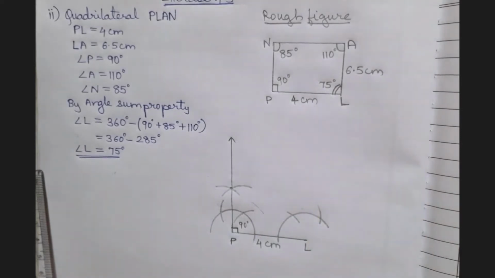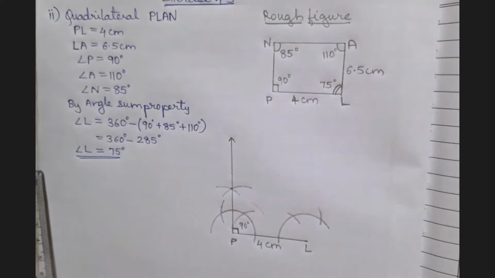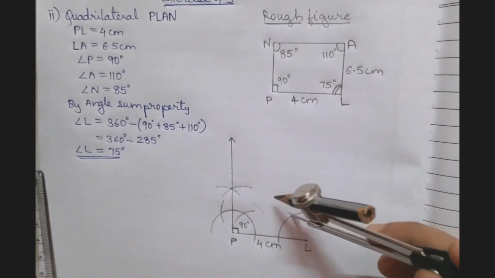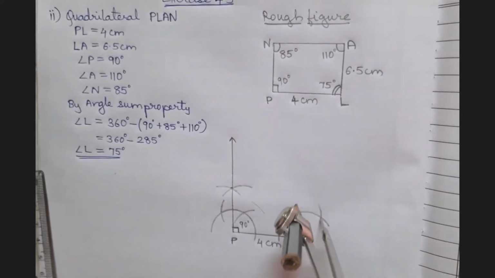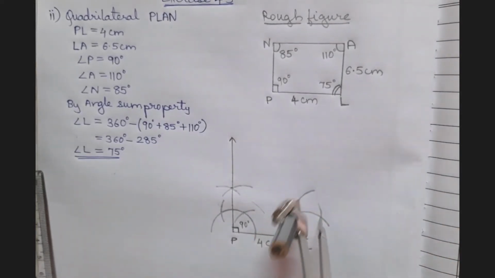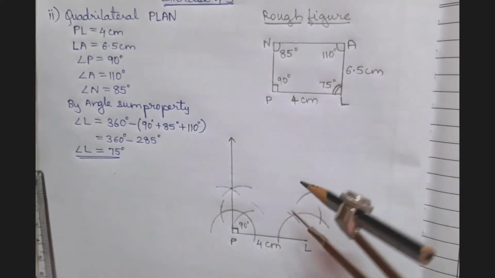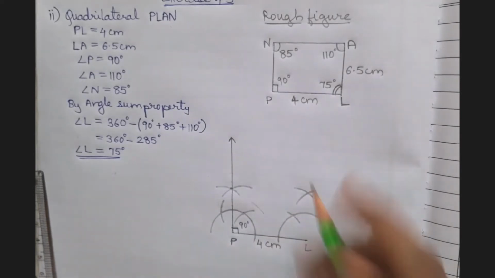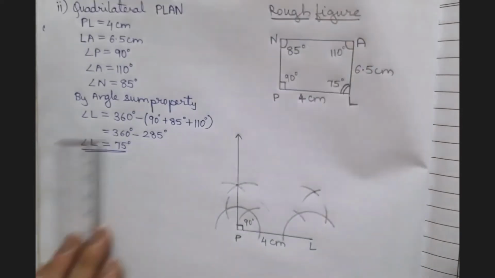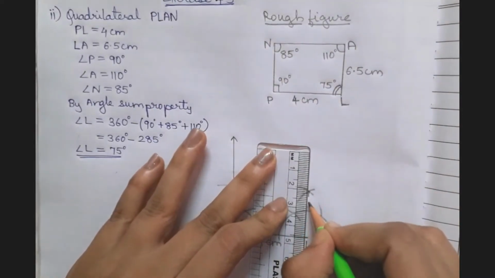Now we will construct 90 degree angle here. That is, we will bisect both these arcs. We will bisect this distance. So keep your compass pointer on this arc and draw an arc above. Similarly, keep your compass pointer with the same measurement on the other arc and draw an arc here. So we got this point of intersection. This is our 90 degree. So just join it with a dotted line.